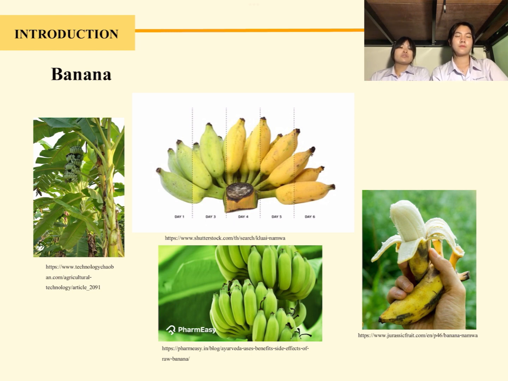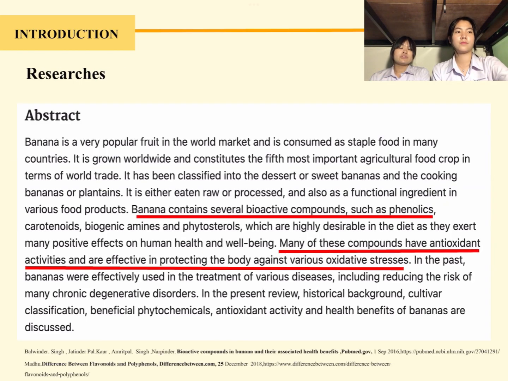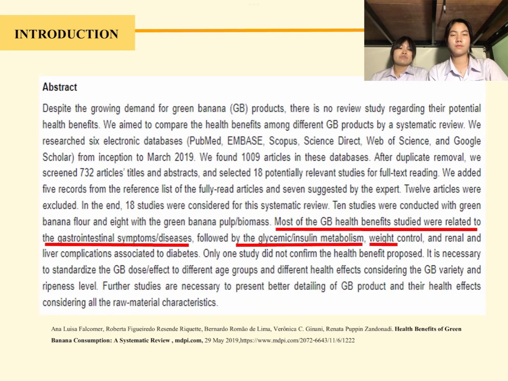And one we should study is banana, because it's a well-known fruit that has many bioactive compounds and beneficial substances, including phenolic and flavonoid too. And we can see that some research says green banana shows higher total phenolic content and total flavonoid content values than those dairy food.